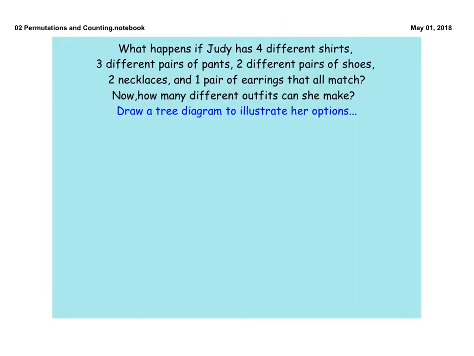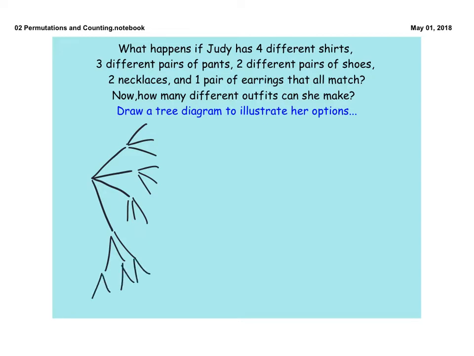Now, they add another part to this. If we were to draw a tree, she still has her 4 shirts and 3 different pairs of pants coming off of each one of those, and then 2 pairs of shoes. Oh my goodness, my tree diagram's not organized enough. But you get the point, right? We don't really want to have to draw this out. And then 2 necklaces and 1 pair of earrings. So if I were to use the counting principle, I would just say 4 times 3 times 2 times 2 times 1. Okay, so what is that? 12, 24, 48. 48 different outcomes that we could have.